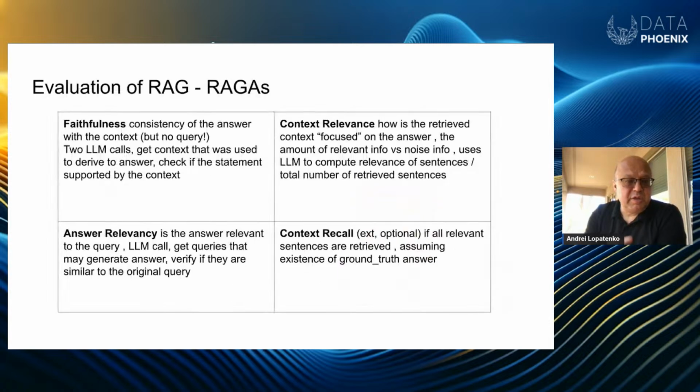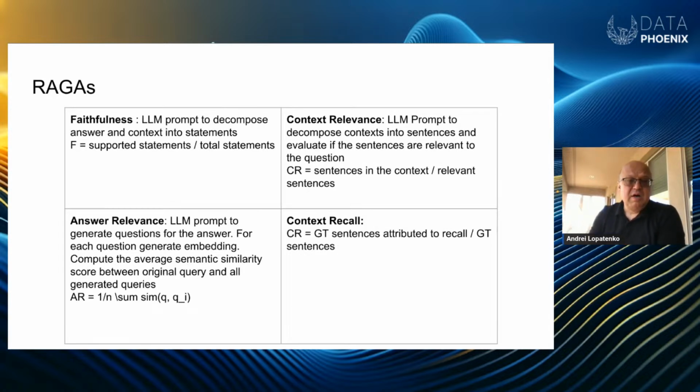Again, here, a short high-level description. Faithfulness is the consistency of the answer with the context, but we don't have a query here. Answer relevance is whether the answer is relevant to the query. Context relevance is whether the context is focused on the answer, and whether all relevant sentences are retrieved. Is it good enough to generate your answer, right?